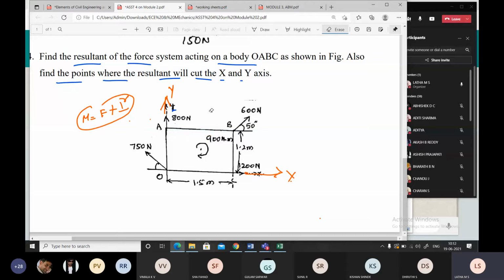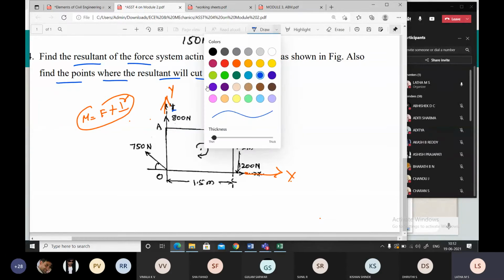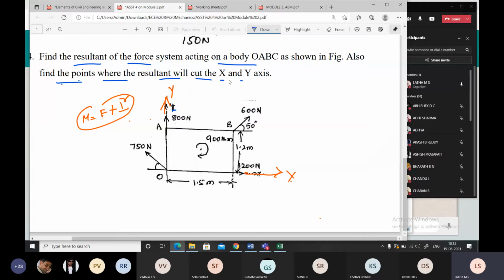According to the line, students, what do you understand? Find the points where the resultant will cut the x-axis. I think this resultant will cut the axis here, so I want to calculate this distance. What is this distance called? X-intercept. The resultant should also cut the y-axis. So what do you call this distance? Y-intercept.